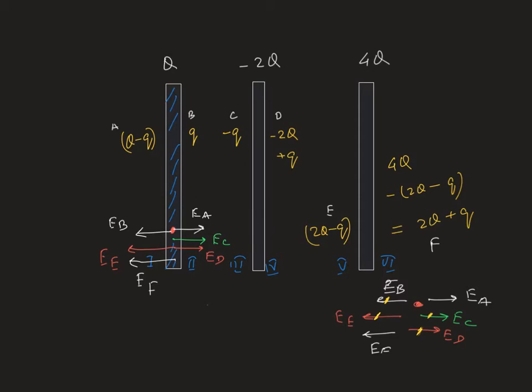So what are we left with right now? We are left with field due to A, let me draw this in white, field due to A and field due to F.